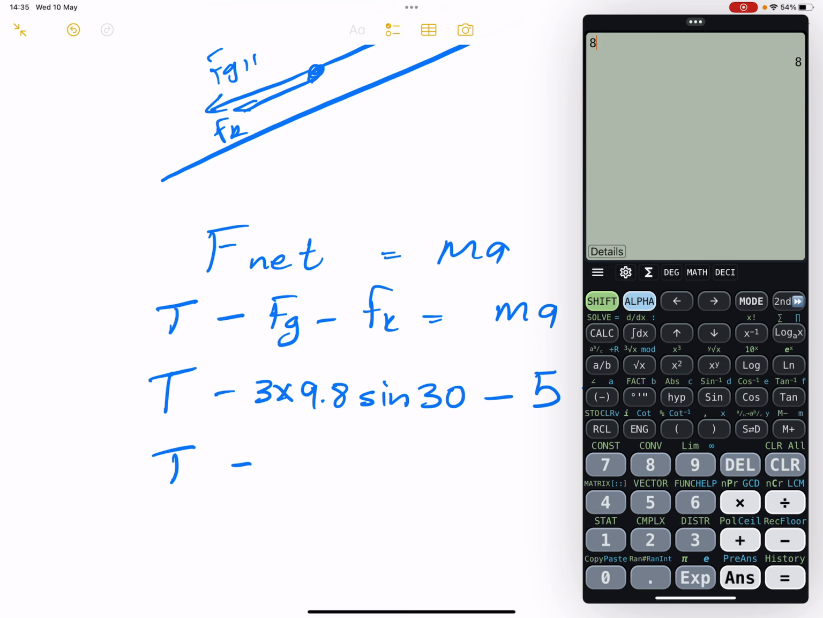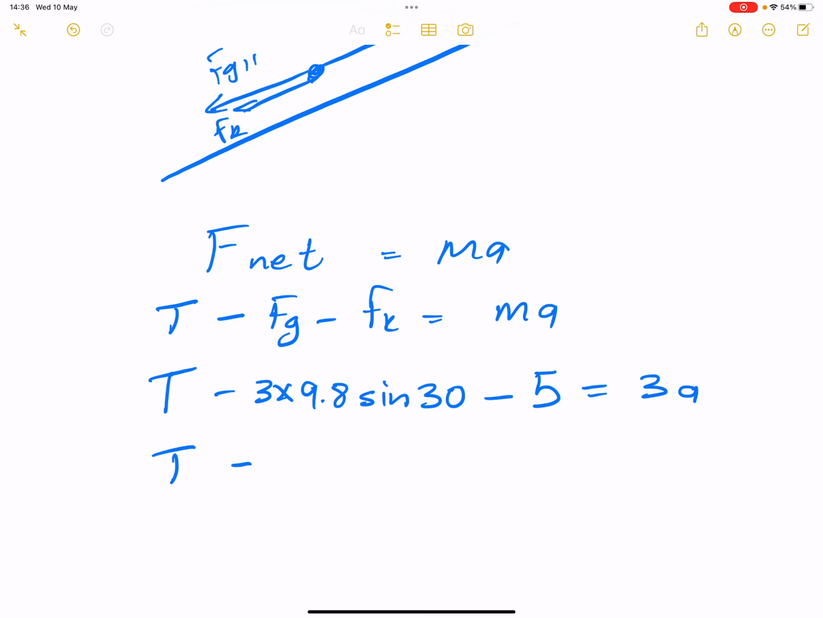We've got 3 times 9.8, and 9.8 times the sine of 30, that's minus 5. So that gives me 9.7. So T minus 9.7 is equal to 3A. And that's our equation 2.